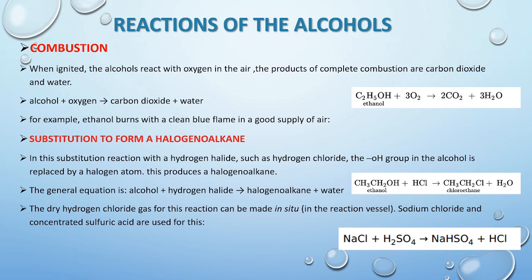Okay, now we are starting with the reactions of alcohols, also called the chemical properties of the alcohol. The first one is combustion. Simple. If we ignite the alcohol, it will be converted into carbon dioxide and water. Then substitution to form a halogenoalkane: we can add HCl to any alcohol and convert it into a halogenoalkane. Here the HCl can be prepared in situ by the reaction of NaCl and H2SO4.